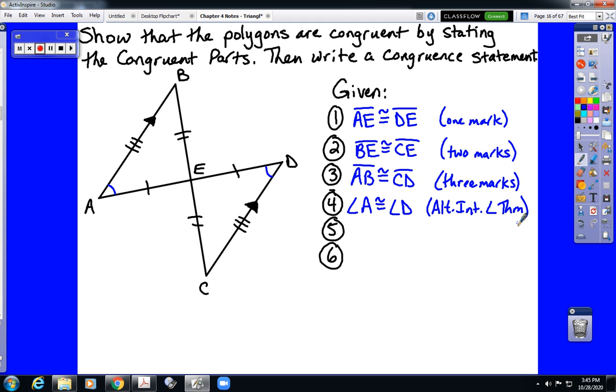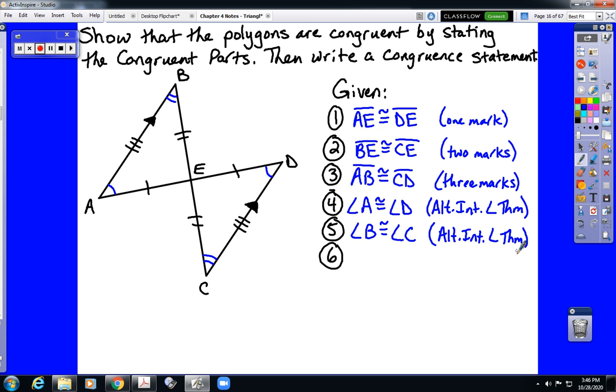Using the same argument, but replacing AD as the transversal with BC being the transversal, we can make the exact same argument about angles B and C. Angle B must be congruent to angle C because if BC is the transversal and AB and CD are parallel, then those are alternate interior angles, and the alternate interior angle theorem says they must be congruent.